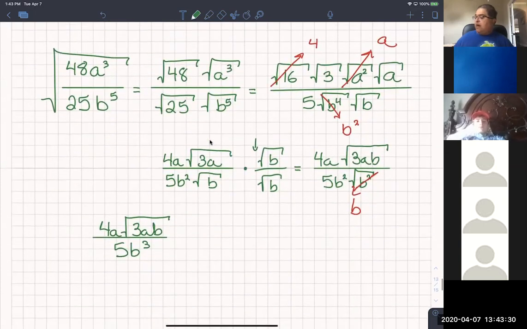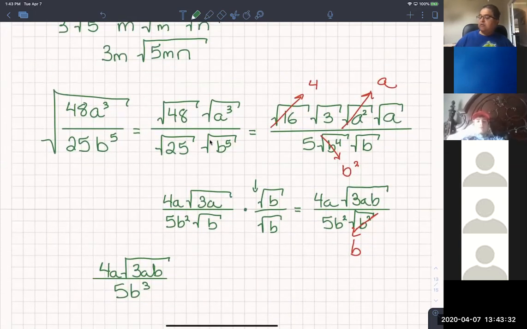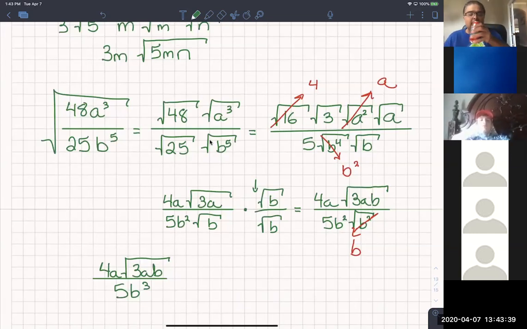Okay. Any questions about simplifying radicals? Is that going to be next, after I'm done with the graphs? Yeah, after the graphs, that's what you're going to be doing. Okay. Any questions? No. Okay.